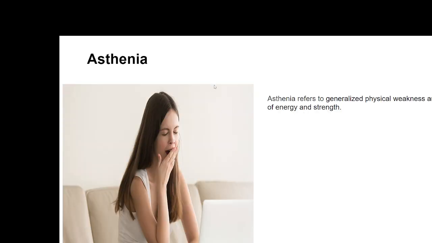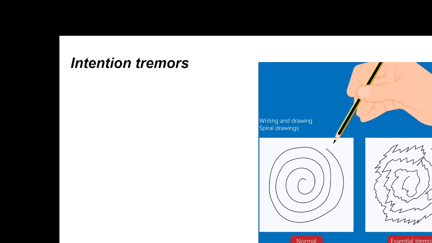Now, what we mean by these words: asthenia is a generalized physical weakness or lack of energy. Feeling tiredness is asthenia, where the patient feels like sitting and maybe yawning or is not interested in the surroundings as such. Sitting in the classroom yawning is asthenia. Intention tremors occur when a patient attempts to do a specific work and the movement would not be smooth. That's what we call intention tremors.